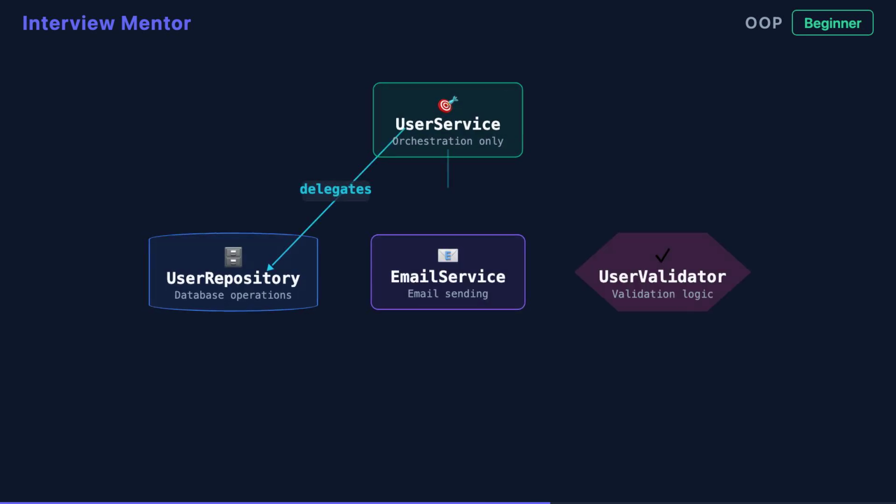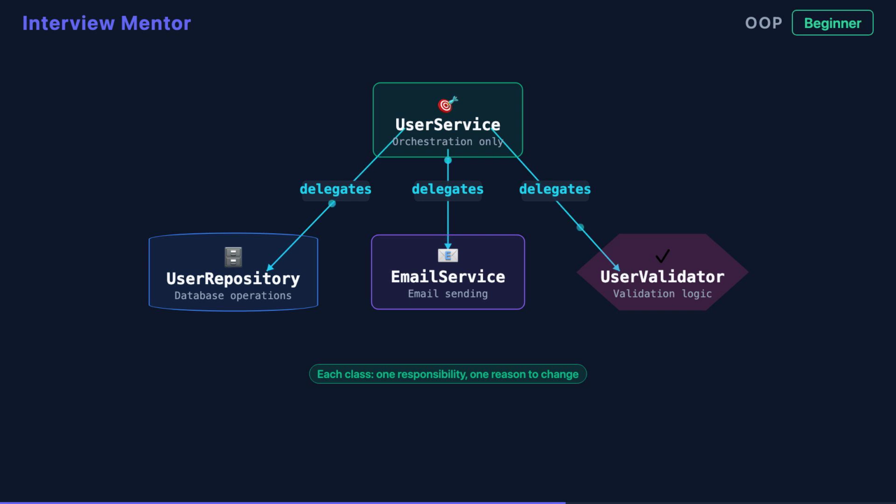The fix is separation. Split this monster into three focused classes. A user repository handles only database operations. An email service handles only sending emails. And a user service orchestrates them, but doesn't implement the details. Now each class has one responsibility, one reason to change, and is independently testable. That's the single responsibility principle in action.